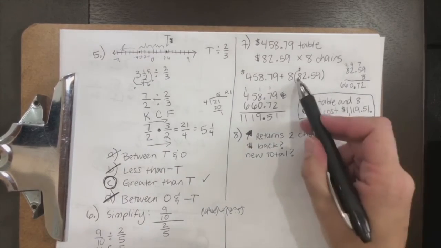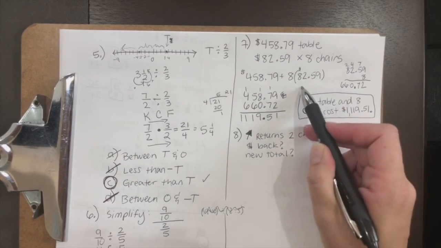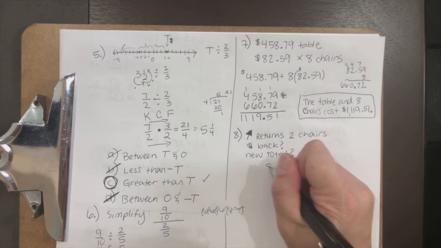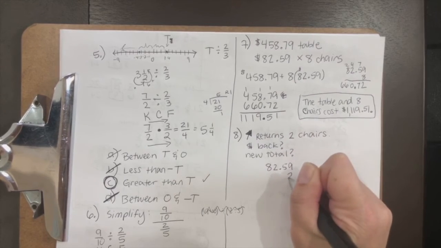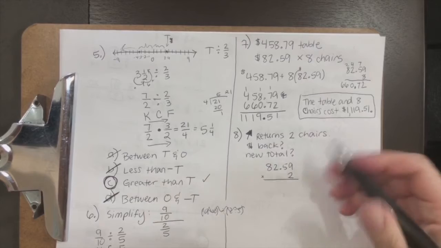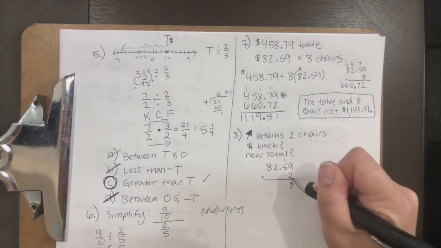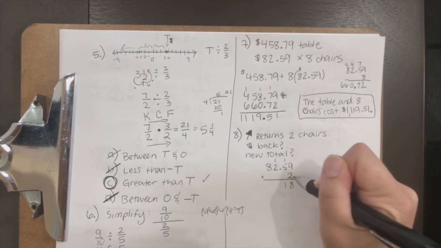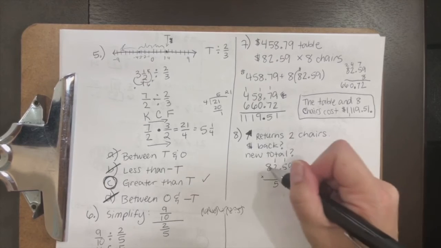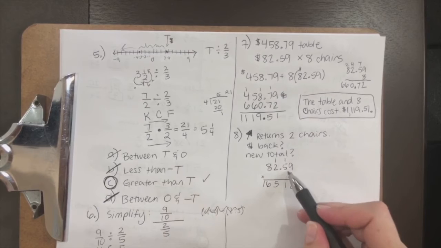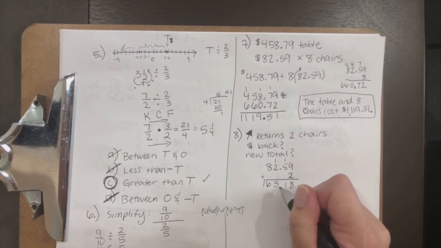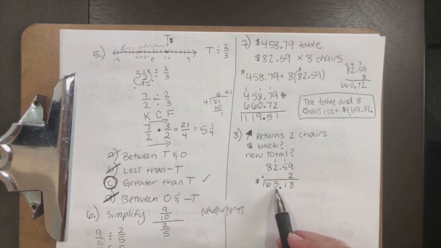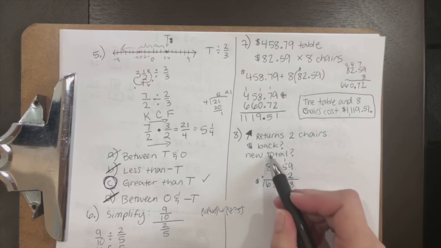All right, so 1 chair is $82.59. So if we're taking 2 back, that's 2 times $82.59. 9 times 2 is 18. 2 times 5 is 10, plus 1 is 11. 2 times 2 is 4, plus 1 is 5. 2 times 8 is 16, and I've got 2 decimal places here, so 2 decimal places here. So he'll get back $165.18.